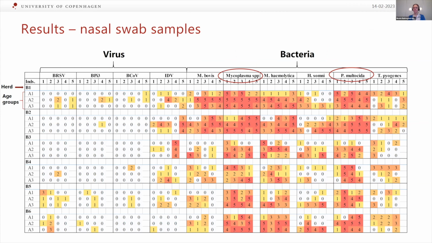And looking at these results, we found that some of the pathogens, here some of the bacteria, were found to be present in all the sampling rounds and in almost all the animals, while other pathogens, especially the viruses, were not detected that often.